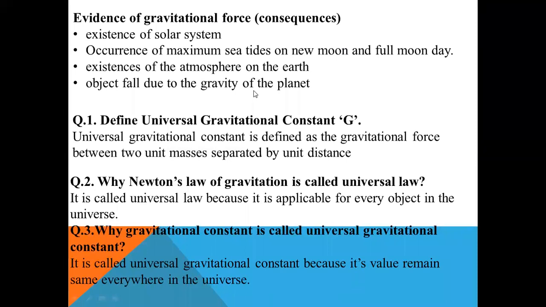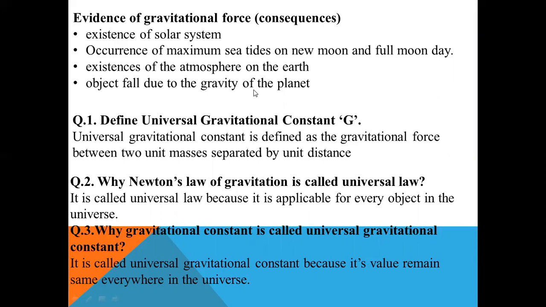Now, evidences of gravitational force or consequences. What are the evidences, or what are the points we can say that there exists the gravitational force? Without any evidences, we cannot say there exists something. There should be evidence. The evidences are the existence of the solar system. Planets are revolving around the sun. Satellites are revolving around the planets. These are the evidences of the gravitational force. Otherwise, they would escape out from the solar system.